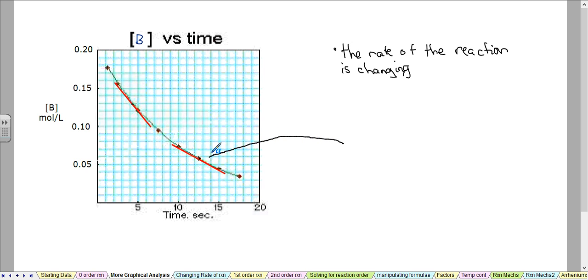So if I were to take a look at this tangent right here, that red line, I can use that red line. I can calculate the slope. But by me calculating the slope, that's going to be equal to the instantaneous rate of reaction.